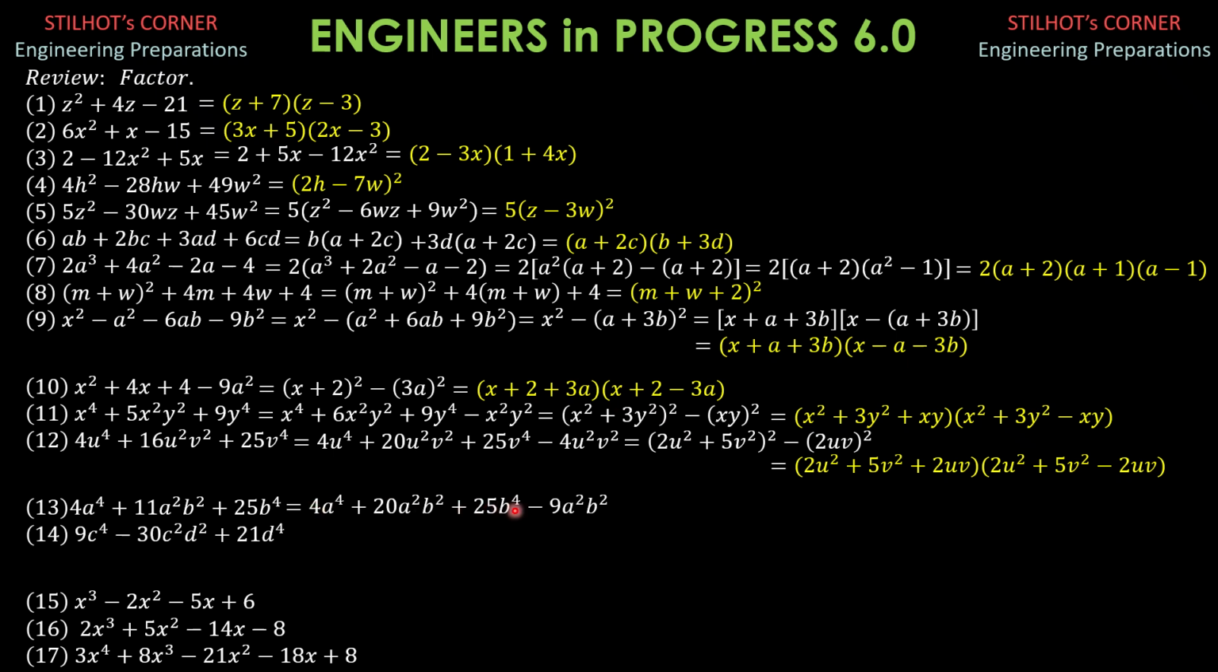The first three terms again are terms of a perfect square trinomial, written as 2a squared plus 5b squared quantity squared, then minus 3ab quantity squared. So we have a difference of two squares again. Factors are quantity 2a squared plus 5b squared plus 3ab, and the other factor 2a squared plus 5b squared minus 3ab.